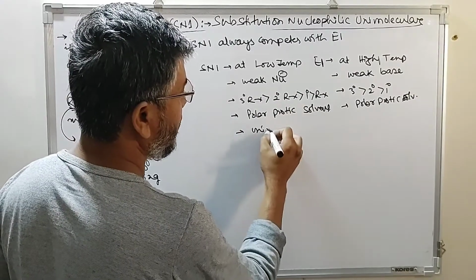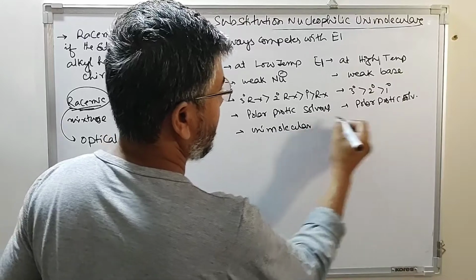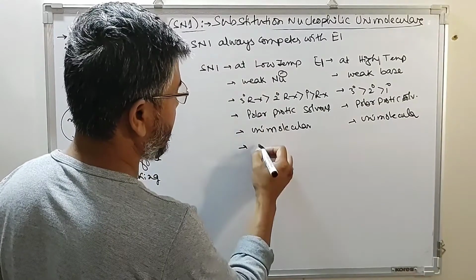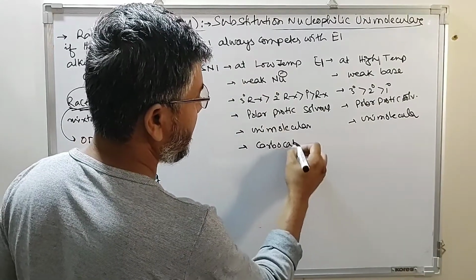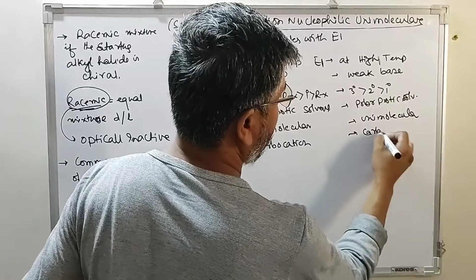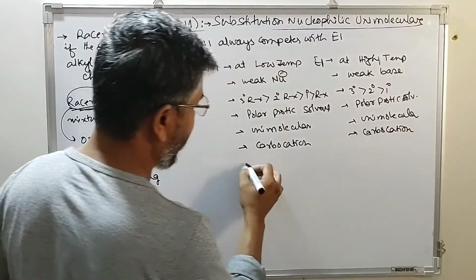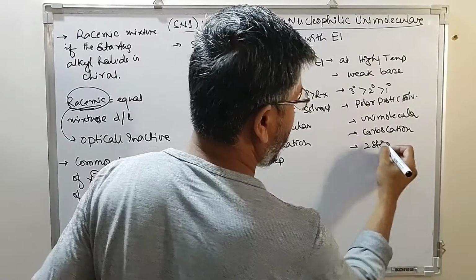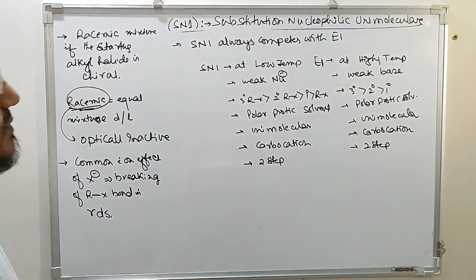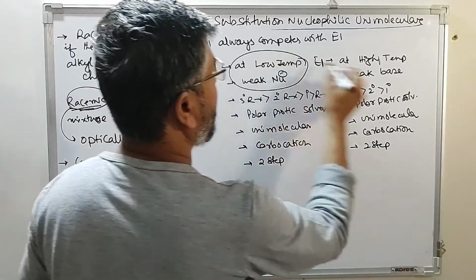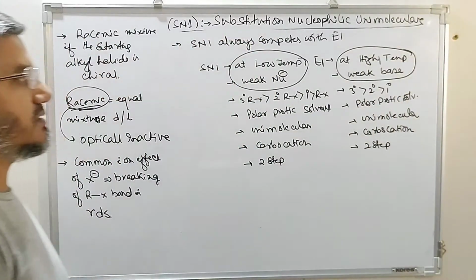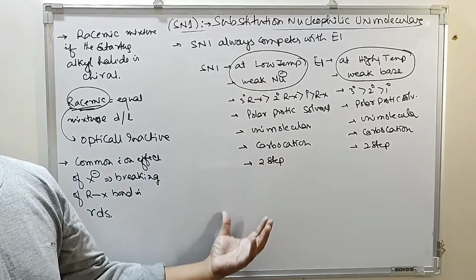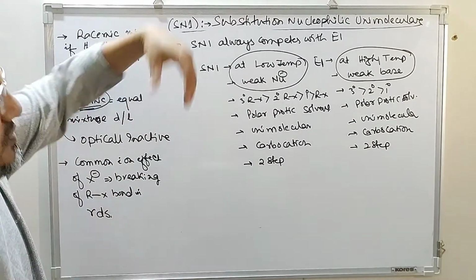SN1 is unimolecular. This is again unimolecular. This is through carbocation intermediate. This is also through carbocation intermediate. This is occurring in a two-step reaction. This also occurs in a two-step reaction. All the parameters are required except this. Look at this. So by changing temperature or nucleophilicity or the basicity of the reaction, we can change the quantity of substitution or elimination. So these will always be in combination.